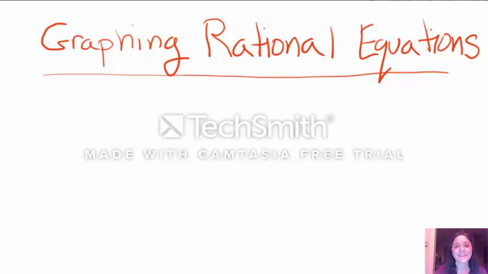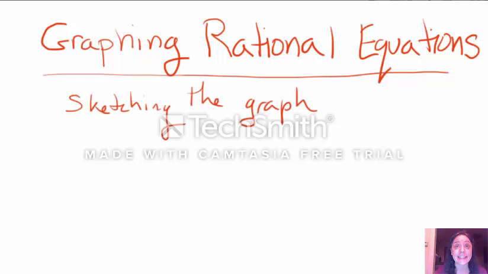Hello and welcome back for the final segment of graphing rational equations. We are finally going to go ahead and sketch those graphs. We have our vertical asymptotes, our horizontal asymptotes, and our x-intercepts, and we are ready for this last part. So let's go look at problem 1.